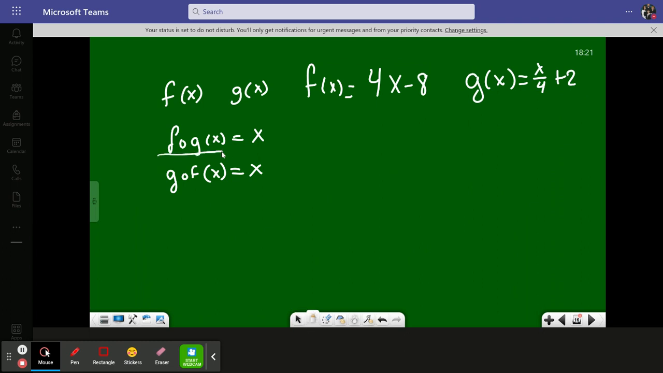You need to do f of g of x and see if it simplifies to x, and g of f of x, and see if it simplifies to x. So if I'm doing f of g, and I got to get both, if I'm doing f of g, that means I have 4 times the whole thing minus 8, the composite function. What I dropped this x, what needs to go in there? Okay.